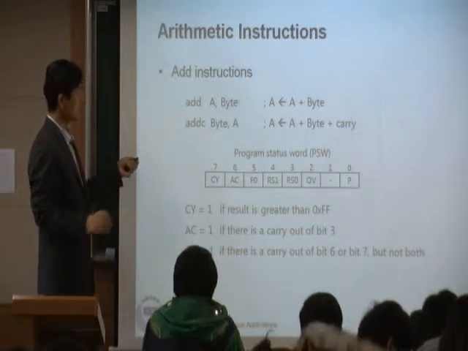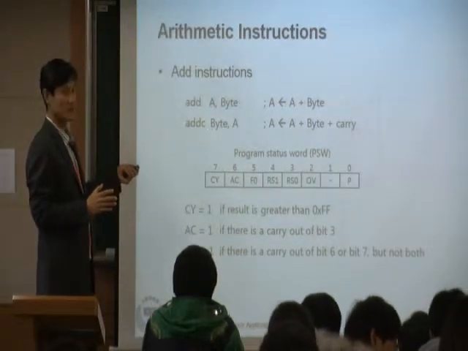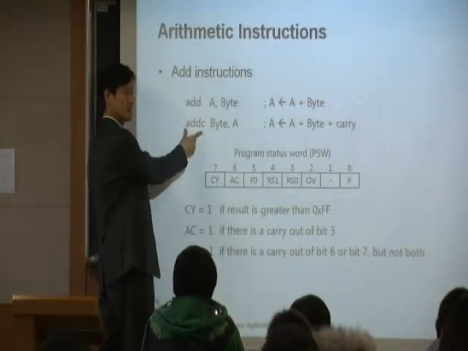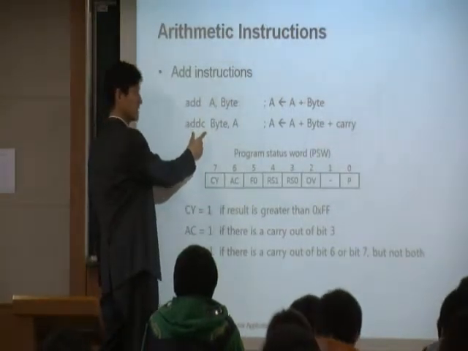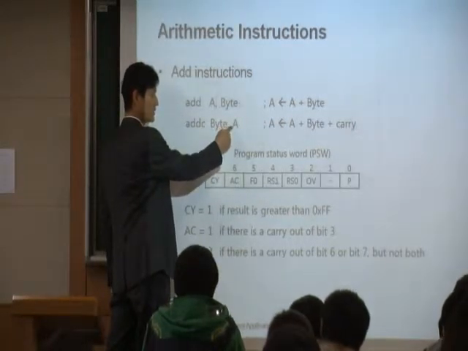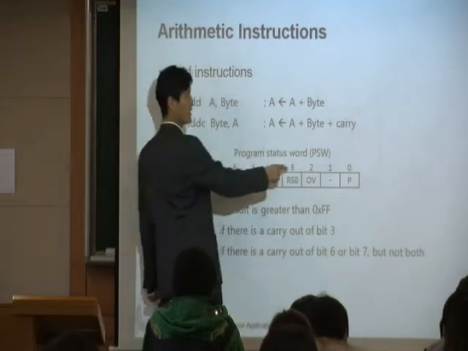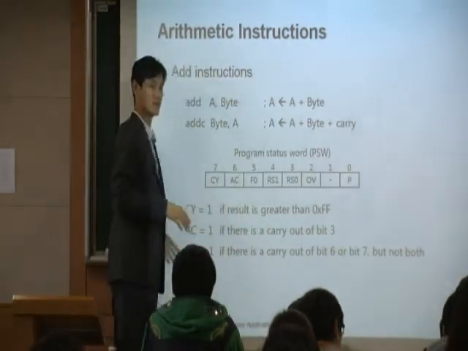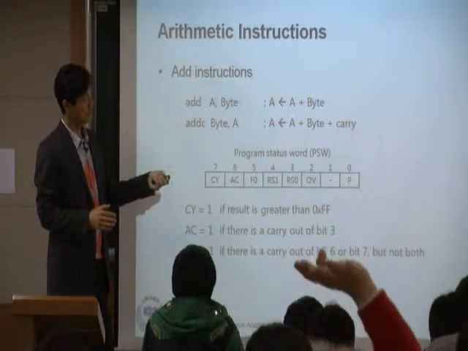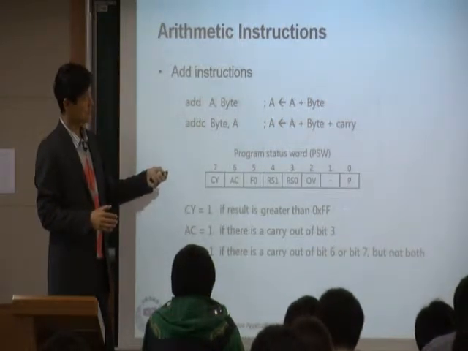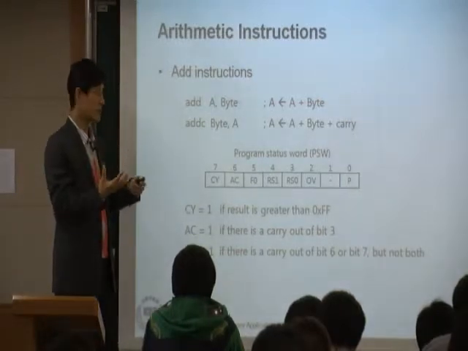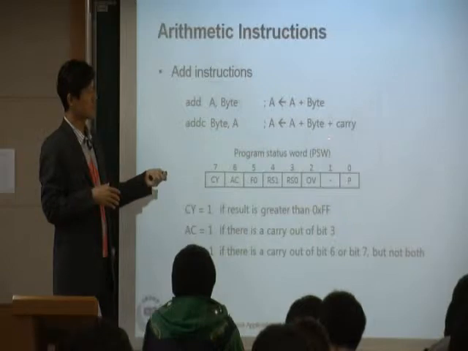Okay, then now let's look at add C. Okay? The only difference between add and add C is that add C is adding these two, A plus byte, and you also add carry. That's the difference. You have C, right? C means carry. So what does that mean? This one we know that, right? You basically add the two different values. The result goes to A. Then what is this?